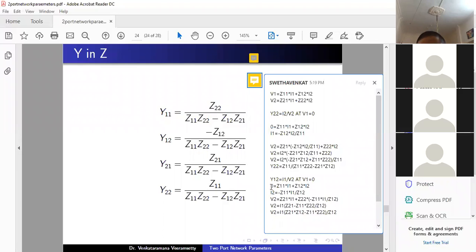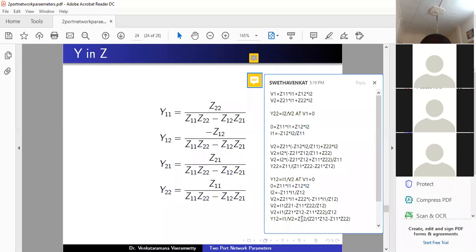So this is V2 equal to I1 into something. But for calculating the Y12, I have to find the I1 by V2. So move this V2 to this side and this complete term to the left hand side. Then we can define Y12 equal to I1 divided by V2, that's equal to Z12 divided by Z21 into Z12 minus Z11 multiplied with Z22, right?